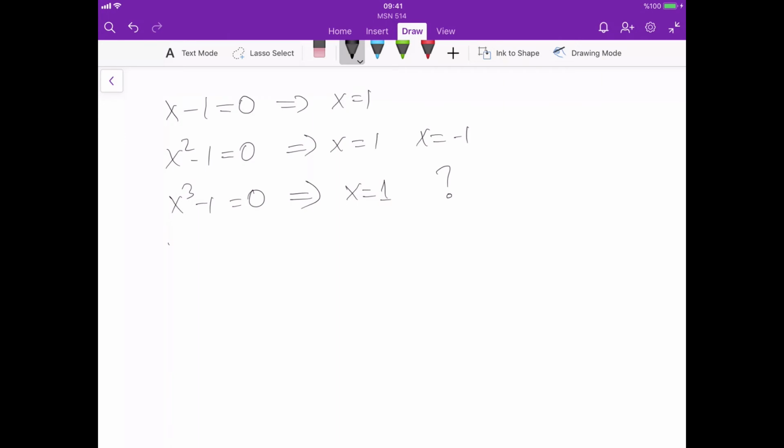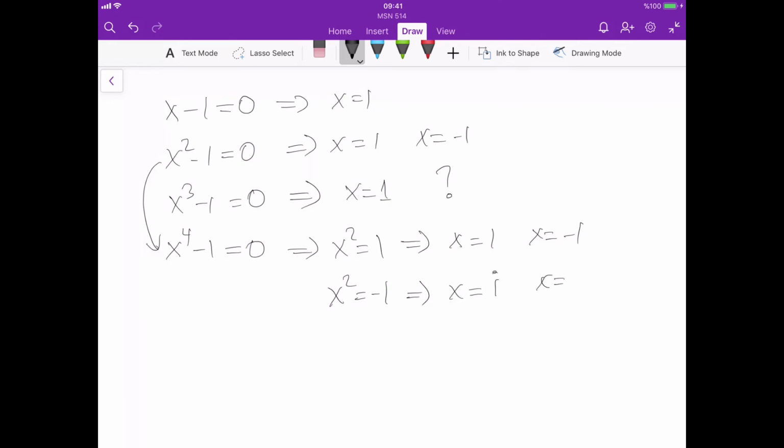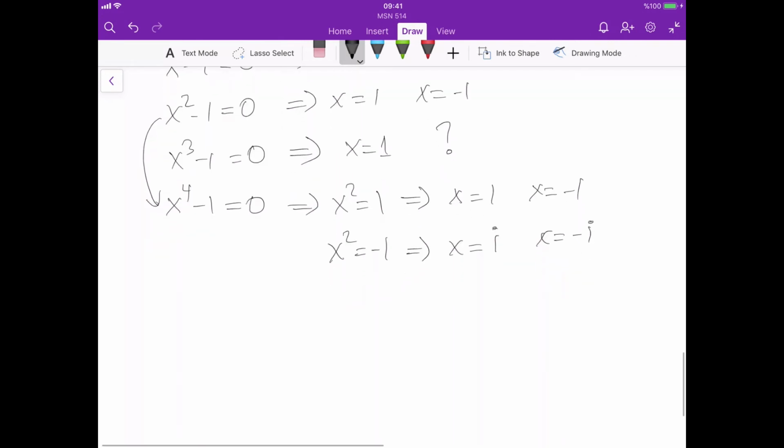Let's take, maybe the answer is hiding over here. What is the solution of this one? We can basically take from here that it can be separated into x squared equals 1 and x squared equals minus 1, right? And this one yields x equals 1, x equals minus 1, and this one gives you what? x equals i and x equals minus i, right? Are you happy?